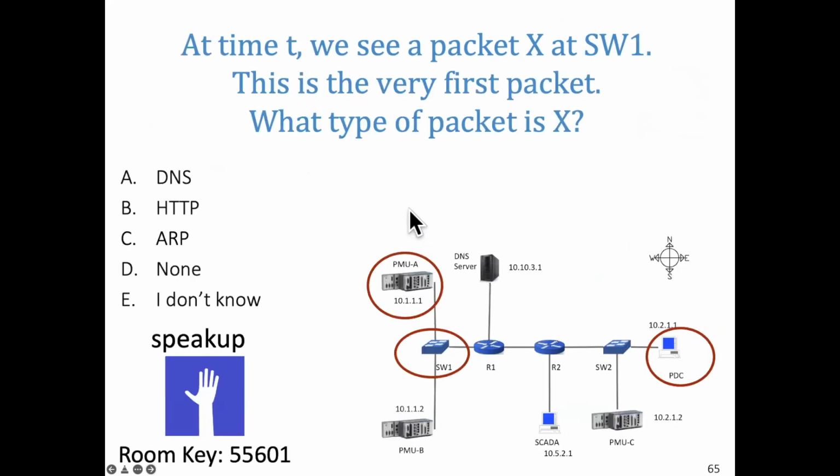Imagine that everything is fresh. Every device has just come alive and the caches are empty, and we do not have any information of the network. And now PMU A wants to send a packet to PTC. And here at the switch, we observe the very first packet. At this point, I am asking what is this packet? Is it a DNS request, an HTTP request, an ARP request?